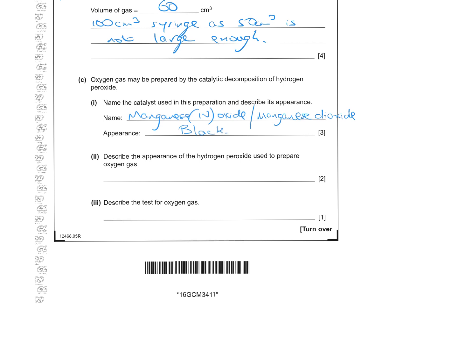Part 2, describe the appearance of the hydrogen peroxide. It's a colourless solution, or liquid is fine. Now don't say clear. It is clear, but the colour of it is colourless. Remember, you can't use clear to describe a colour. Clear just means you can see through it. And then the test for oxygen gas is that a glowing splint relights.